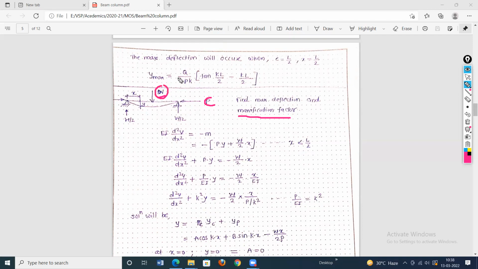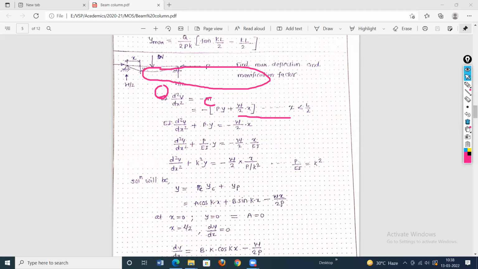So therefore, the previous case equations are also applicable for this case by substituting the C value to be equal to L by 2 and X equal to L by 2. We'll get the maximum deflection to be equal to this. Now again, in this particular case, we'll take it as a separate case. So here the axial load is P and the lateral load at the center is equal to W. Obviously, since it is symmetrical loading, the reactions will be equal to W by 2, W by 2.